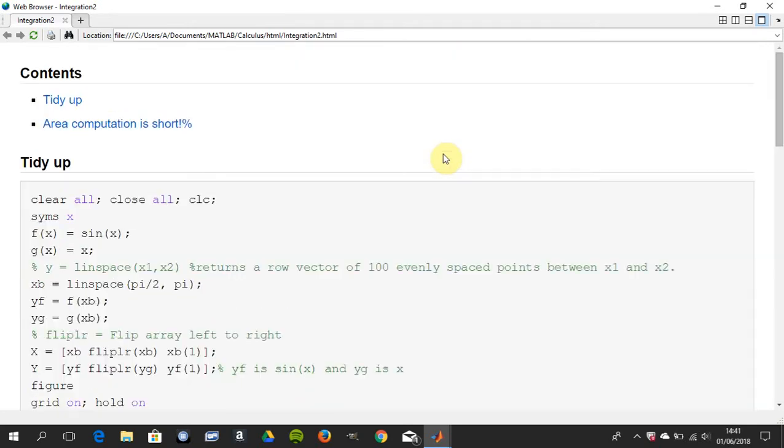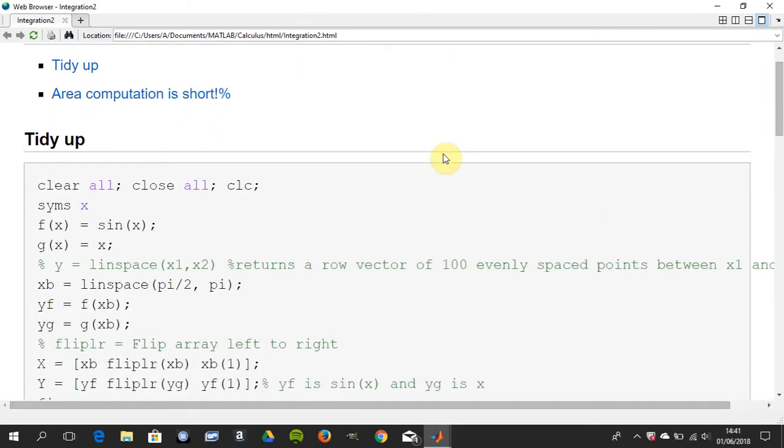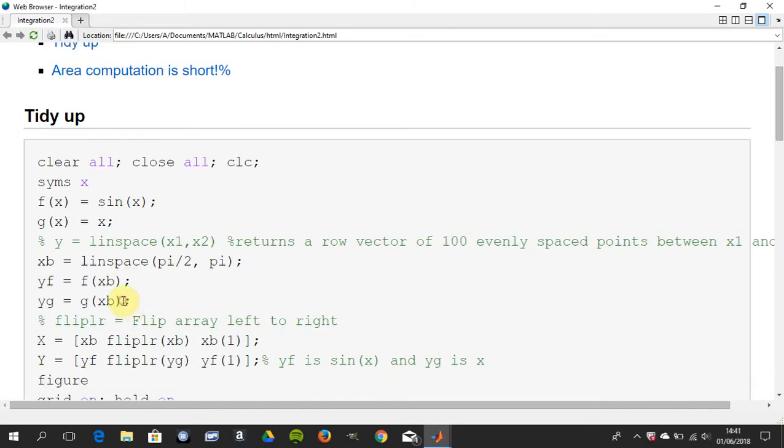Just blow that up a little bit. Call the symbolic maths toolbox there. Declare function 1 there. Declare function 2 there. Pi over 2 and pi. And yf is going to be the y values for x. So yf values and yg is y equals x. So yf is sine x and yg is x.